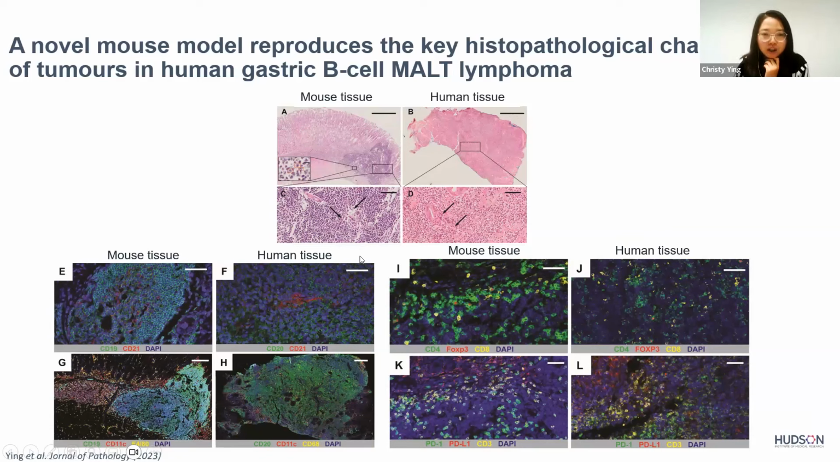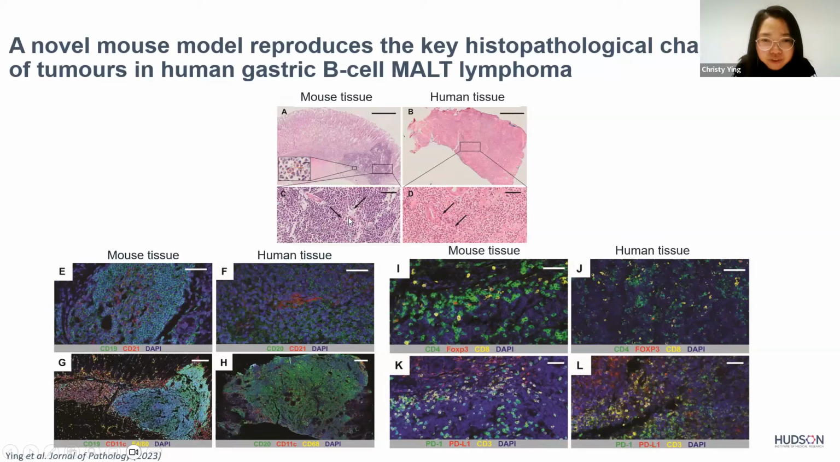And I started to work and optimize the condition in mouse tissues, and I successfully managed to do the multiplex IHC on mouse tissues. At that time, we had a novel mouse model that could reproduce the key characteristics of tumor in human gastric B-cell lymphoma. And we could see from the H&E staining, those mouse tissues showing the same as human tissues, showing the lymphoid follicles across the gastric mucosa with the hallmark of lymphoid epithelial lesions, highlighted here.